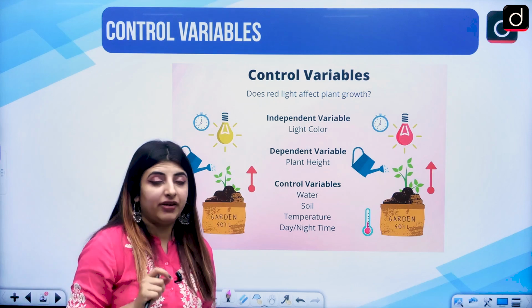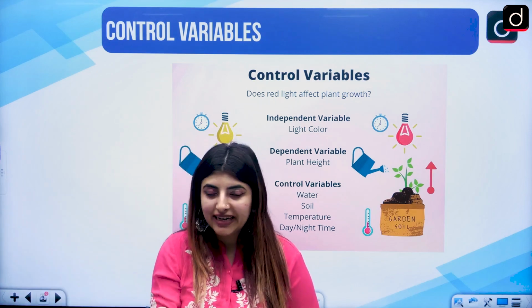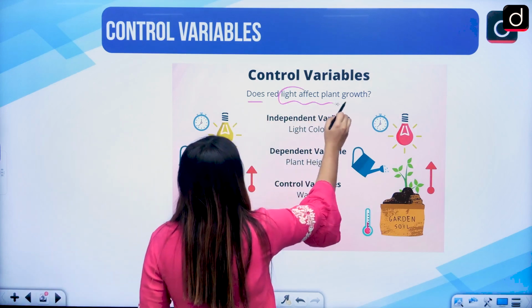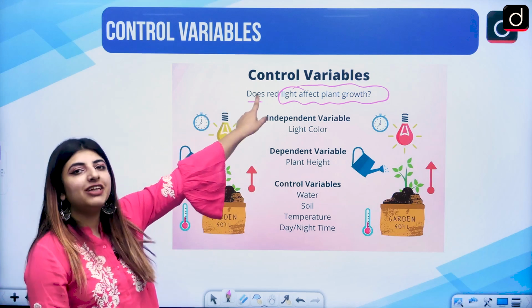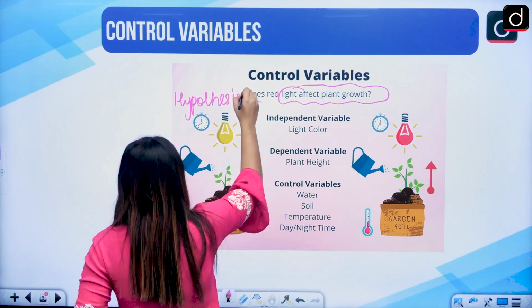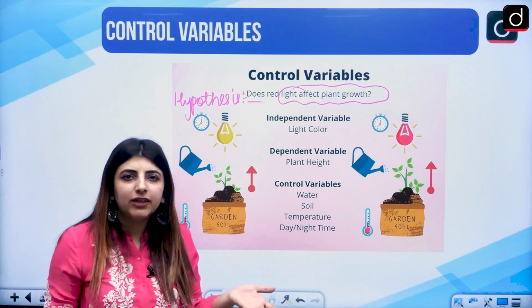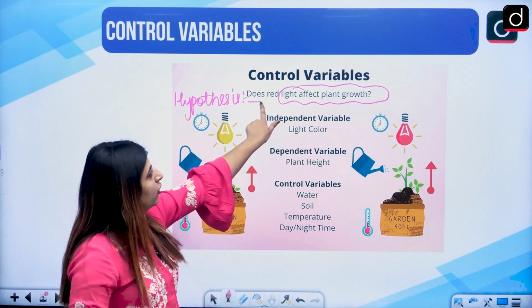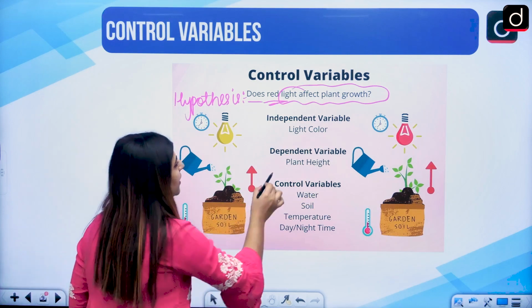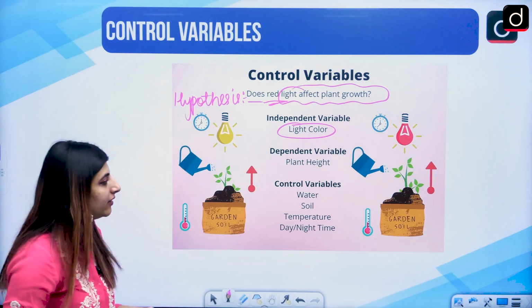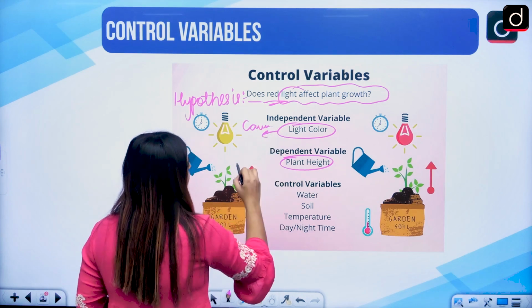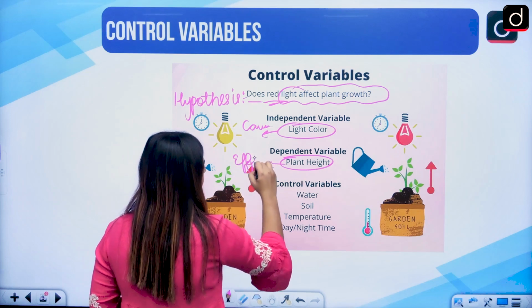Now, talking about the control variables, intervening, we are done with. Hope you all are understanding that very thing, right? Now, coming to control variables. Does red light affect plant growth? This is the question that I have in mind. This is my hypothesis that I want to check. Correct? Because in a research, you all need a hypothesis. Now, the independent variable, because we have talked about does red light affect the plant growth, will be the light color, that is red, blue, etc. Right? The dependent variable will be the plant height. So, again, the cause is red light, and the effect is the growth of the plant.